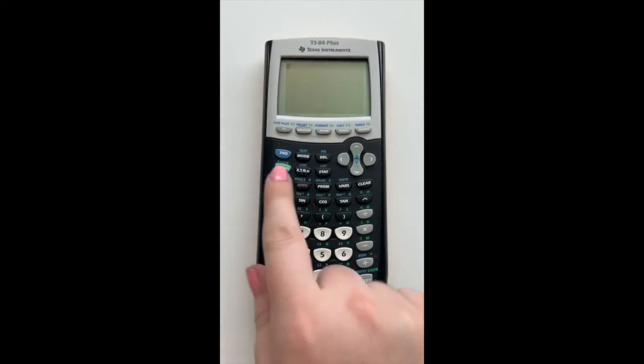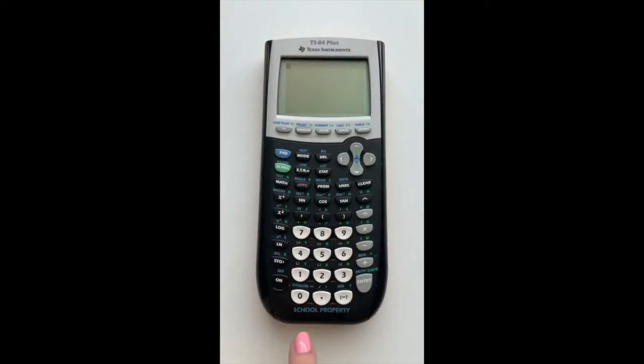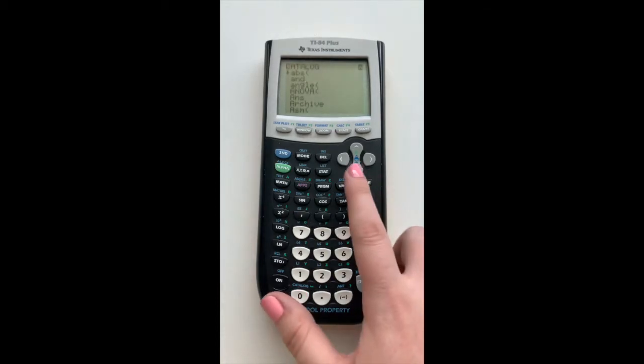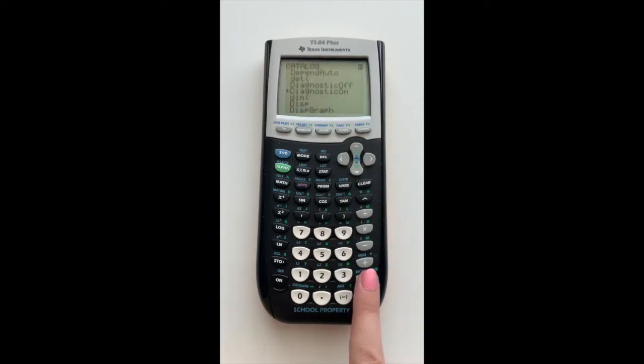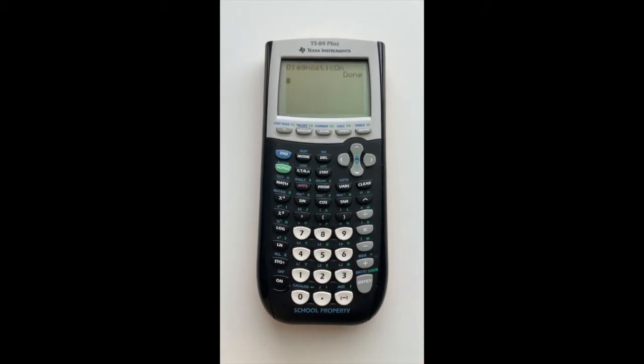So to do that, you're going to hit Second, and then 0 to get into the catalog. I'm going to scroll down until I get to the D's, and I'm looking for DiagnosticOn. And there it is. I'm going to select DiagnosticOn, hit enter, then hit enter one more time, then it says done. Once you've done this, you don't have to do it again. It'll always give you your diagnostics unless you turn it off, but otherwise it'll stay on.